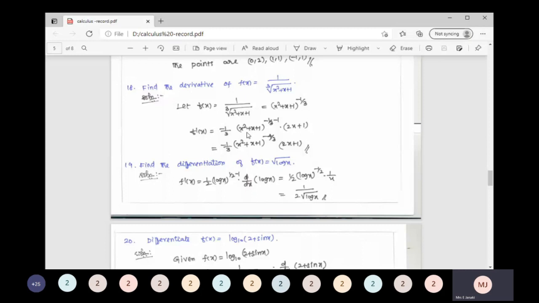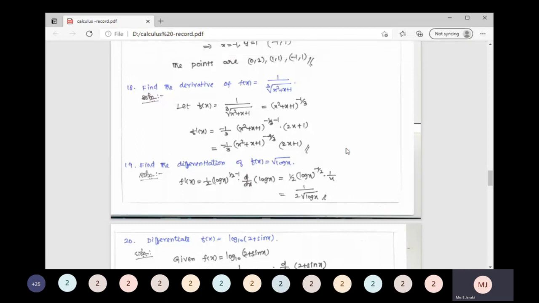Next, differentiation of f of x equal to the square root of log x. Log x can be written as log x to the power of 1 by 2. We know that for x to the power of n, the derivative is n times x to the power of n minus 1. So f dash of x is 1 by 2 times log x to the power of 1 by 2 minus 1, that is minus 1 by 2. Again we differentiate log x, whose derivative is 1 by x. That's all.